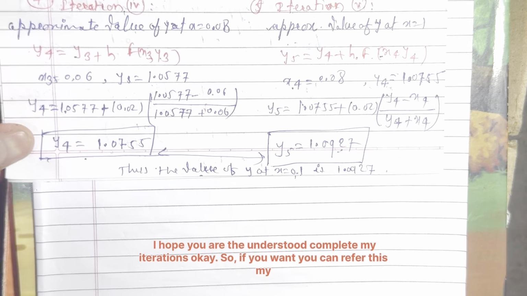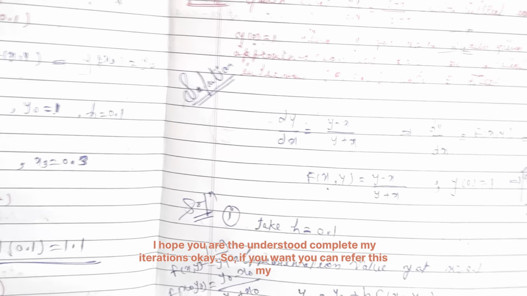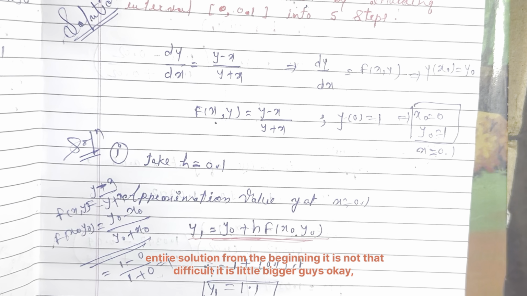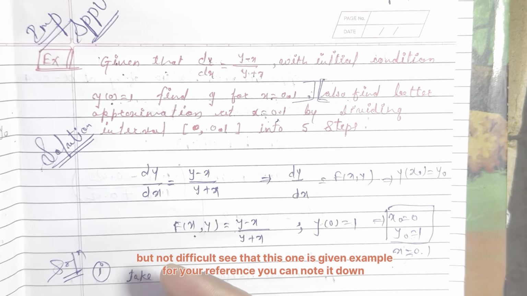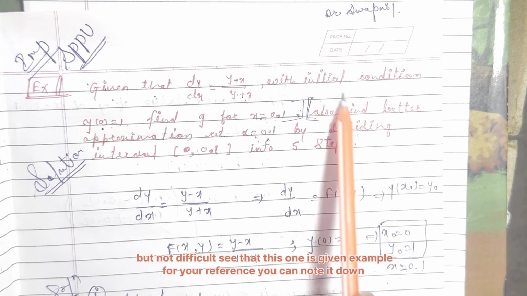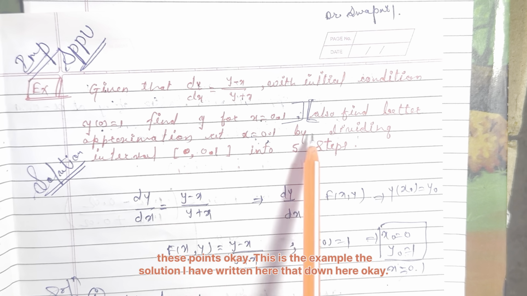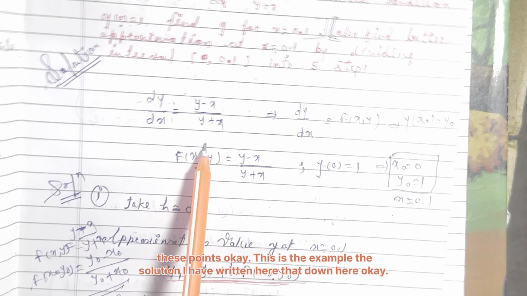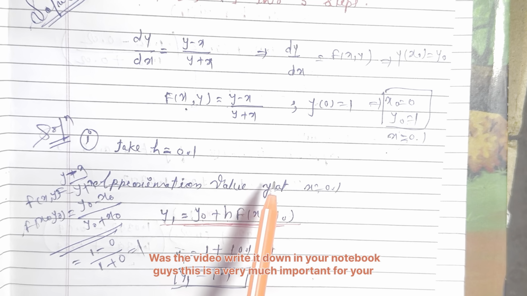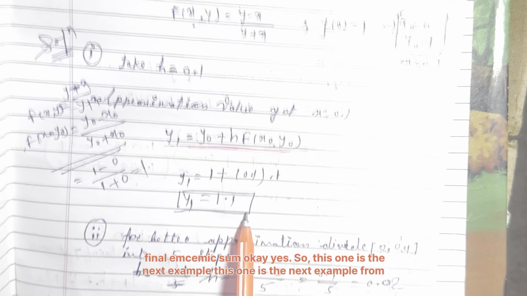I hope you all have understood my complete iterations. If you want, you can refer to my entire solution from the beginning. It is not that difficult, it is a little bigger, guys. This is the given example for your reference. You can note down these points. This is the solution I have written here at the bottom. Pause the video, write it down in your notebook, guys. This is very important for your final ENDSEM exam.